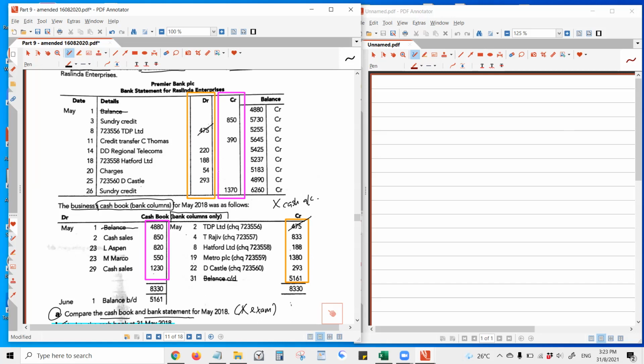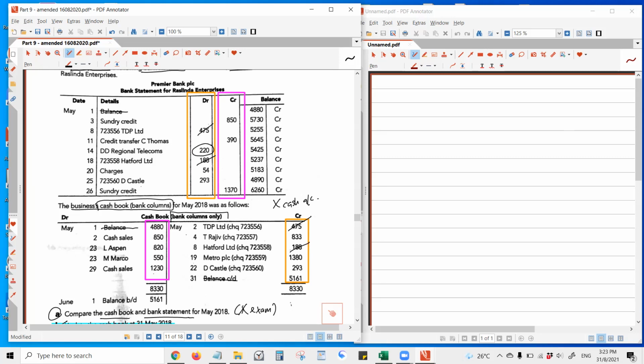220, do you have this in the cash book? No, right? Circle it. For numbers that only appear in one of them, you circle it because we are going to make use of them. 188 appears on both sides, right? So cancel off. 54, does 54 appear in the cash book?